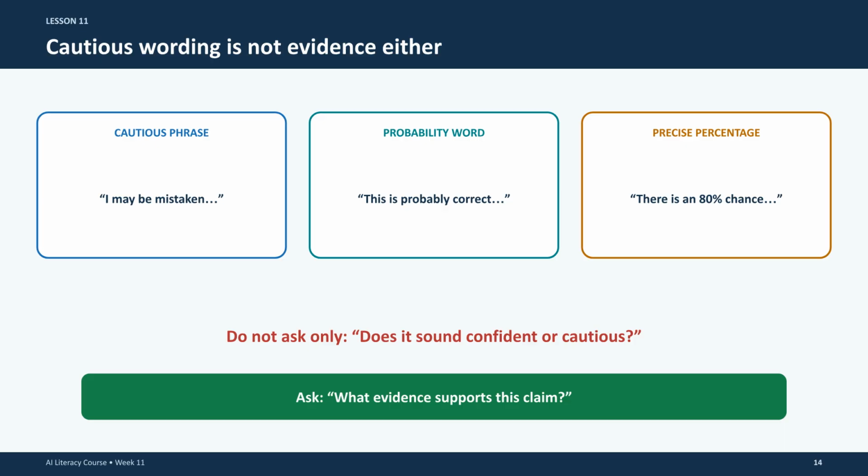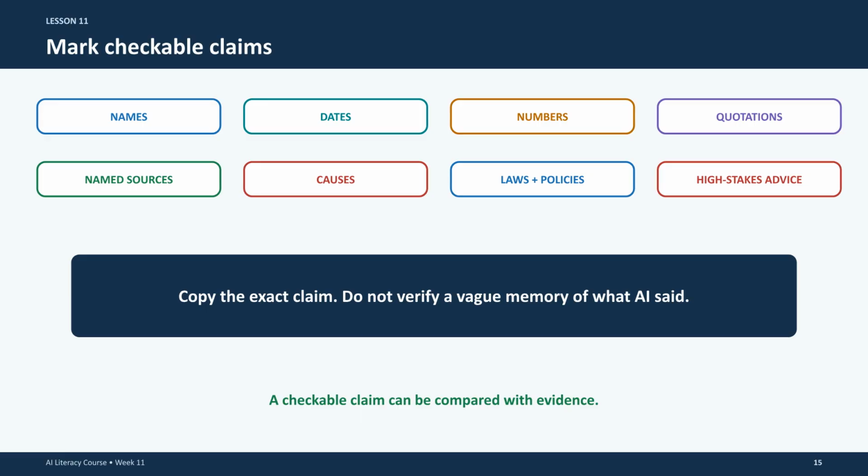Cautious wording isn't proof of accuracy either. Whether the AI sounds confident or hesitant, don't let the tone guide you. Always ask, what evidence actually supports this claim? To wrap up, mark checkable claims like names, dates, numbers, and sources. Copy the exact claim rather than relying on a vague memory of what you read. Being systematic allows you to compare AI output with real evidence.